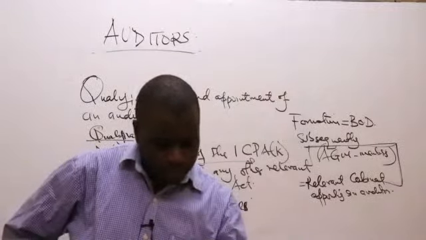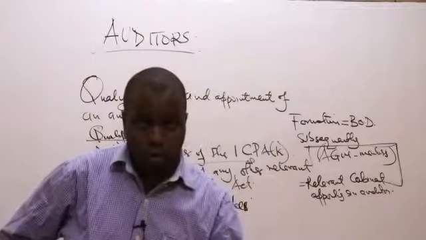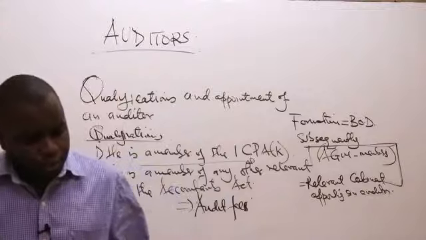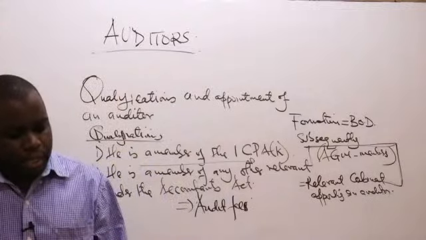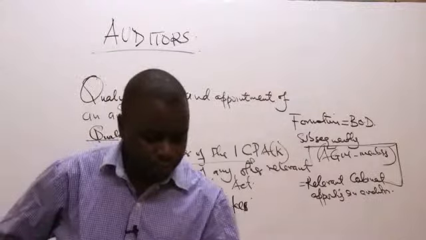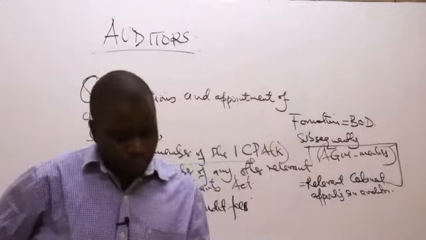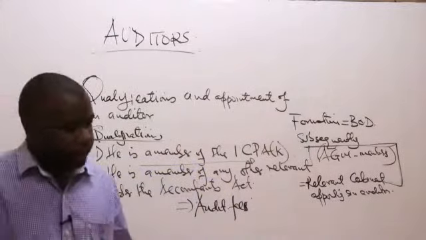It says, summarize 4 rules governing the appointment of the first auditors of a company. Then Roman 2, outline 2 ways in which a company auditor might receive his remuneration. So you can start with the second one.